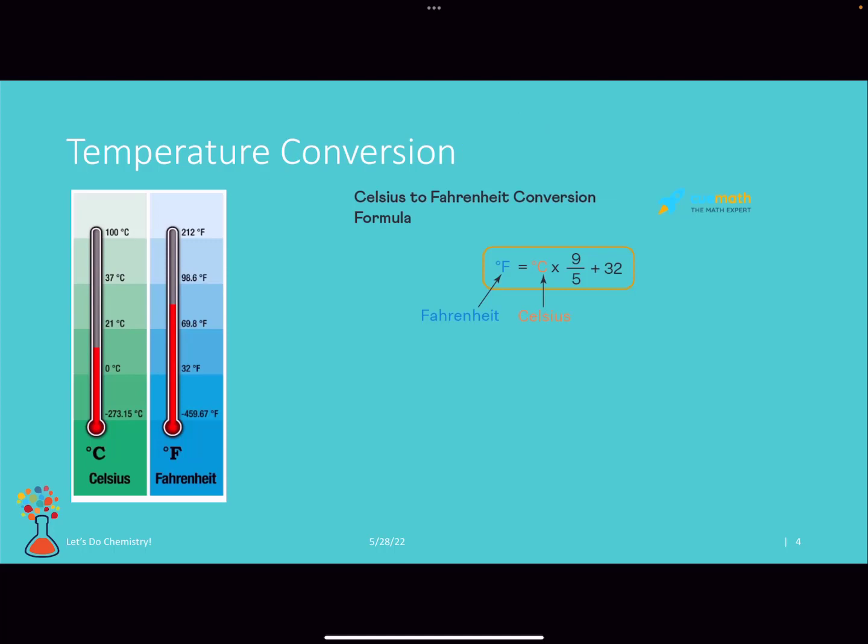Okay, let's move to the temperature conversion. I'm going to start from the most complicated one, the Celsius to Fahrenheit conversion, or the reverse way. So I will start from the Celsius to Fahrenheit conversion. This is the equation we can find online. I'm going to explain why it looks like this, and how we get here.